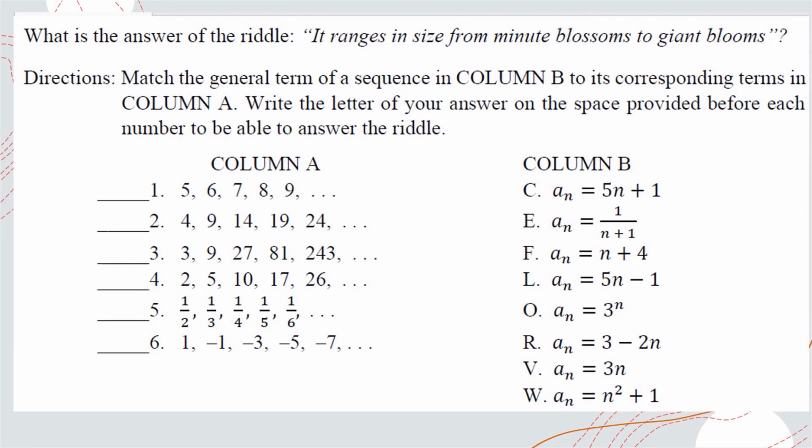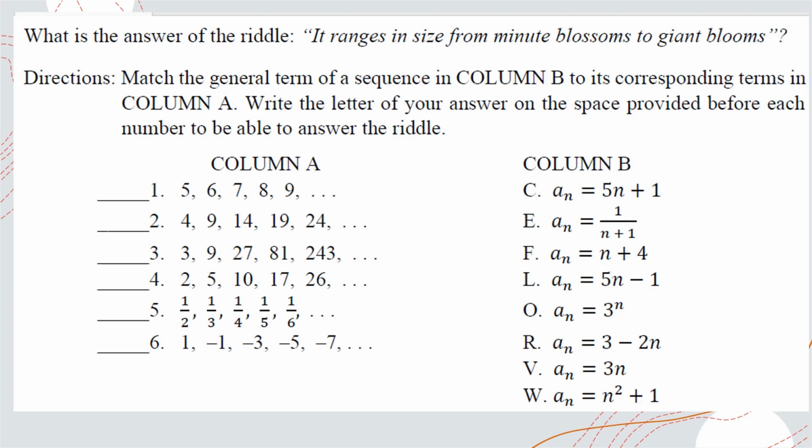We have here another activity. What is the answer to the riddle? It ranges in size from minute blossoms to giant blooms. So for this activity, we need to match the general term of a sequence in column B to its corresponding terms in column A. Write the letter of your answer on the space provided before each number to be able to answer the riddle.